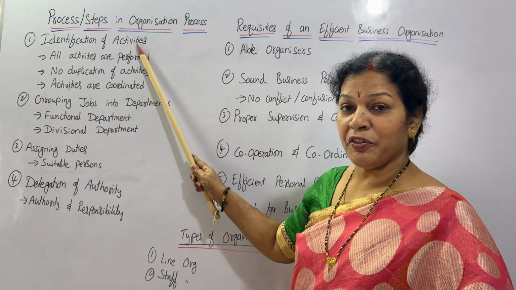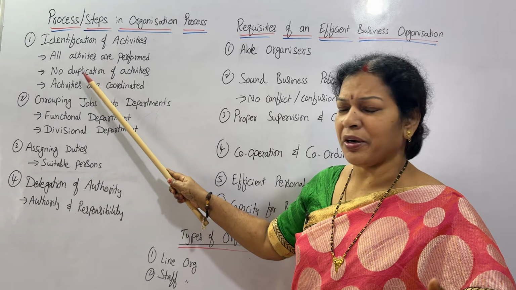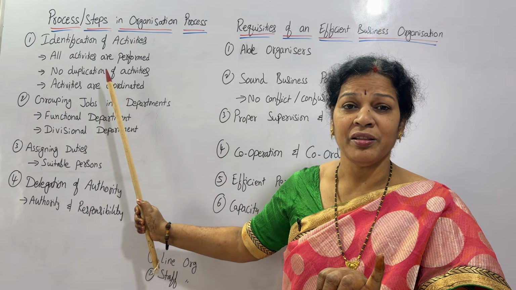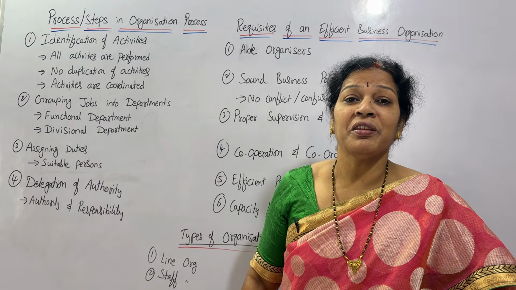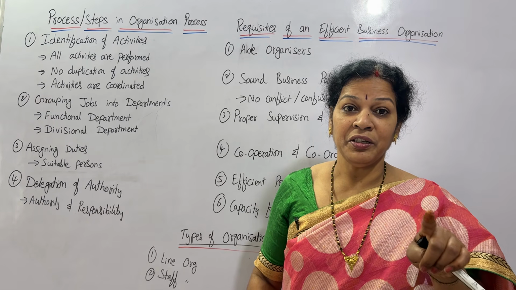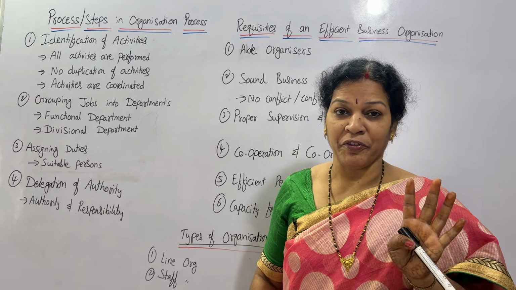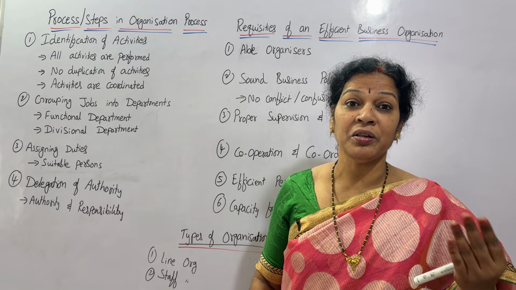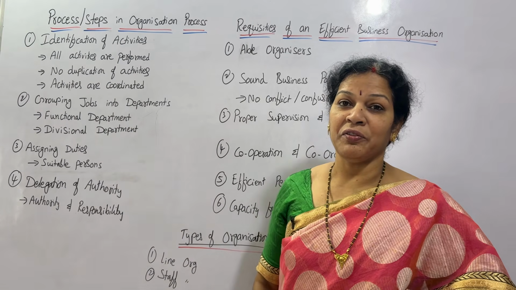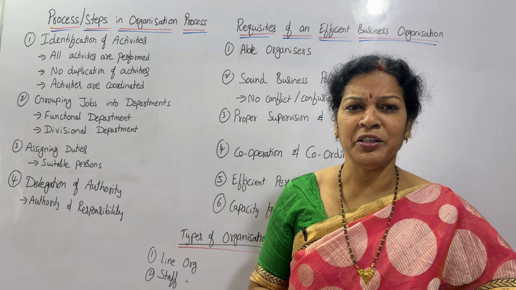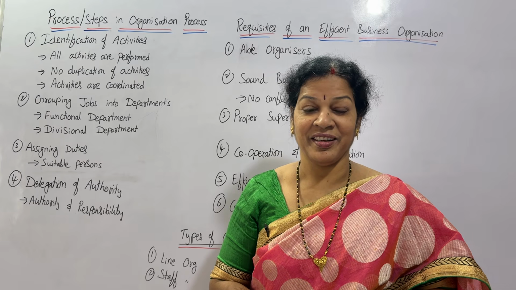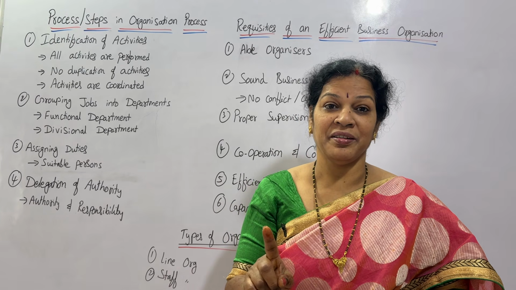Now identification of activities, you can say it as 3 points. One is all activities are performed. First identify and see that all the activities are performed. Performed in the sense no activities are left. Each and every activity you identify should be performed without delay, without leaving any activity. After that, no duplication of activities. Sometimes there may be a possibility of duplication of activities. Activities are already performed, once again we are doing it. That's duplication. That should not happen.